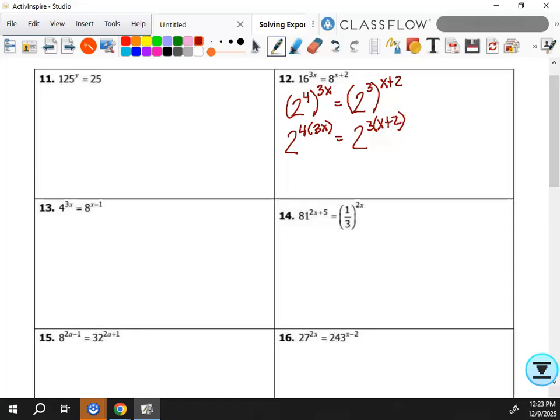Don't skip too many steps because that's when you don't distribute and then you start making up math there. So now I can drop my 2's and that'll give me 12x equals 3x plus 4. No, it doesn't give me 4. It gives me 6. Good Lord. All right. Then that'll give me 9x equals 6. x equals 6 over 9. So x equals what? 2/3. Good.